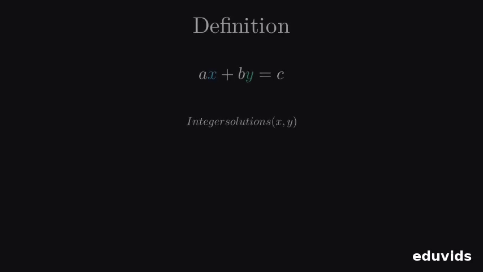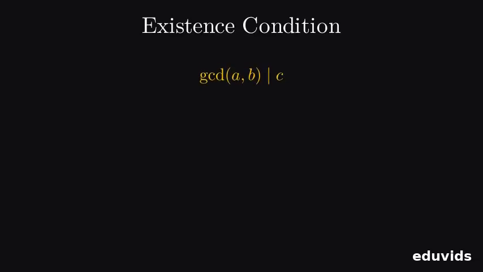A linear Diophantine equation has the form ax plus by equals c, where a, b, and c are fixed integers and we want integer pairs x, y. Solutions exist precisely when the greatest common divisor of a and b divides c. Written GCD of a, b divides c.